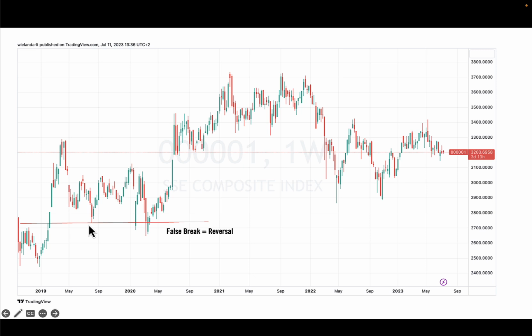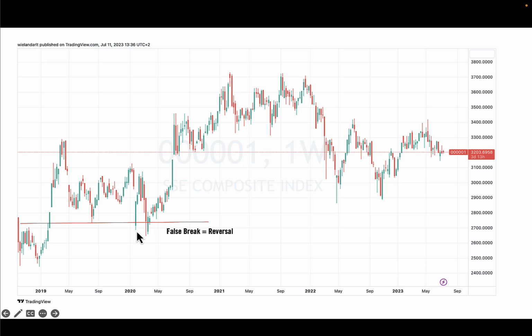Prices go down, they bounce. So basically this is a reversal, right? Price reverses, gets up, comes down again, breaks through, gets rejected, gets up again. This is a false break. And this one is definitely a false break. So it gets up, gets down again.